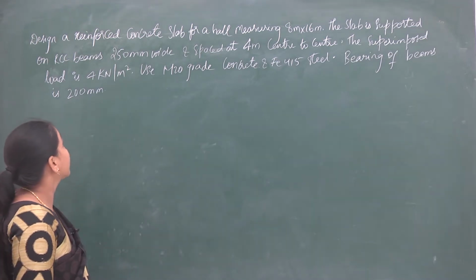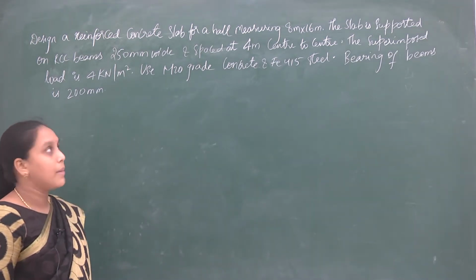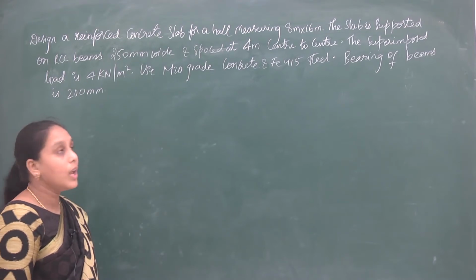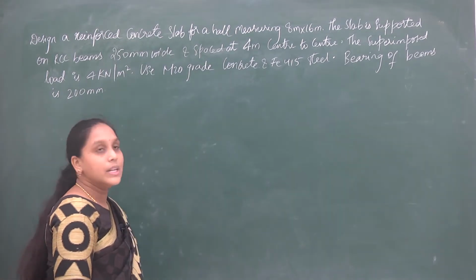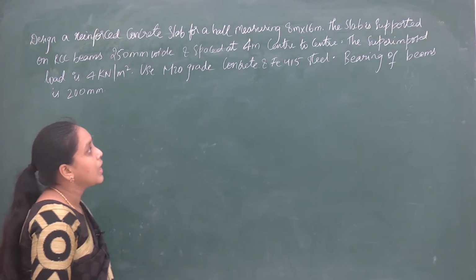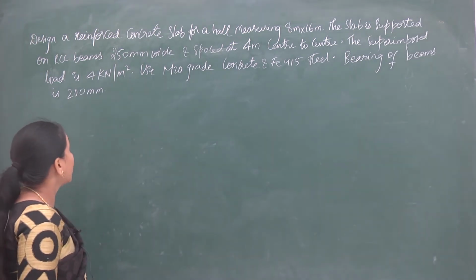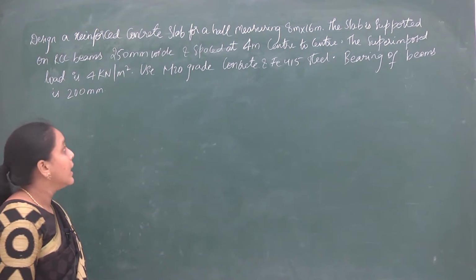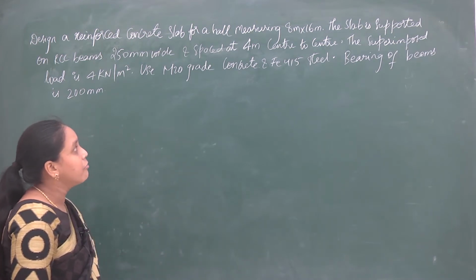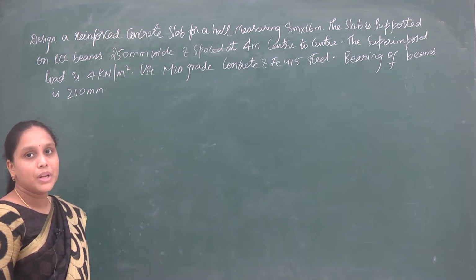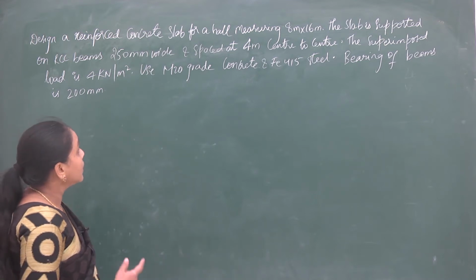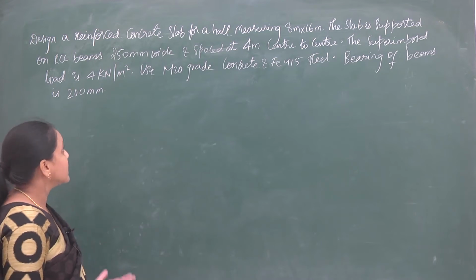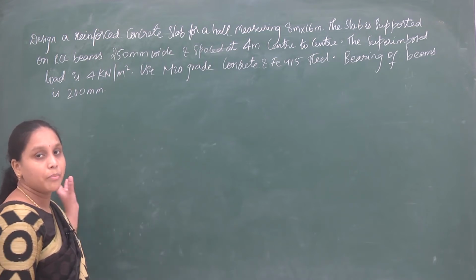So here what he is asking is to design a slab for a hall. And what are the measurements of the hall? It is 8 meters by 16 meters. The slab is supported on RCC beams 250 mm wide and spaced at 4 meters center to center. So the slab for the hall is supported on beams.